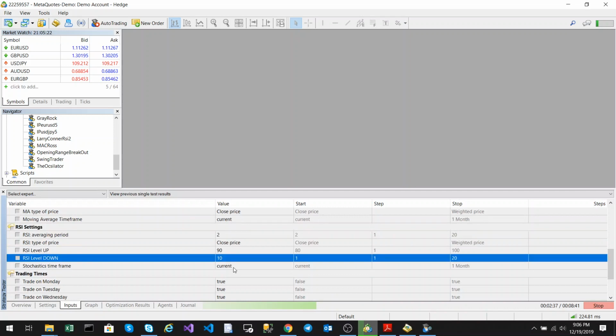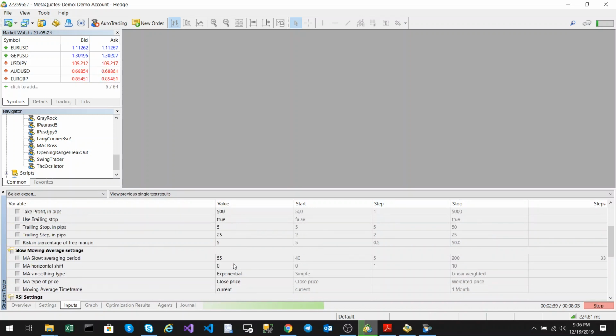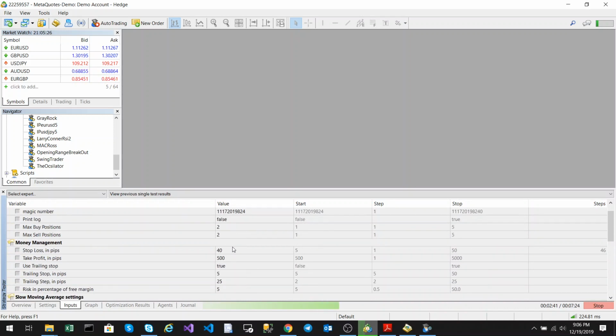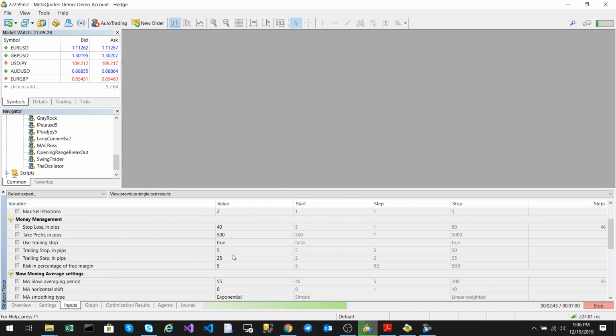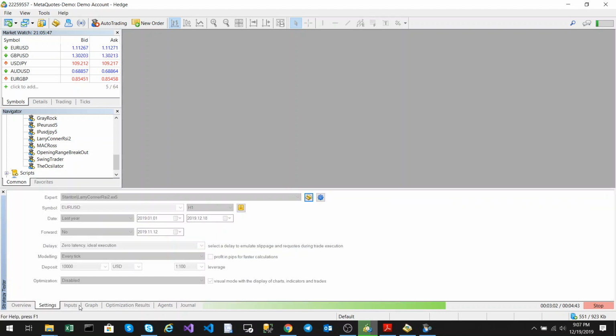The other inputs we have here, so we've got a 40 pip stop loss and a trailing stop of 5 pips. The trailing step is set to above the trailing stop, which just means that only the trailing stop will be used, and we're only risking 5% of our free margin.